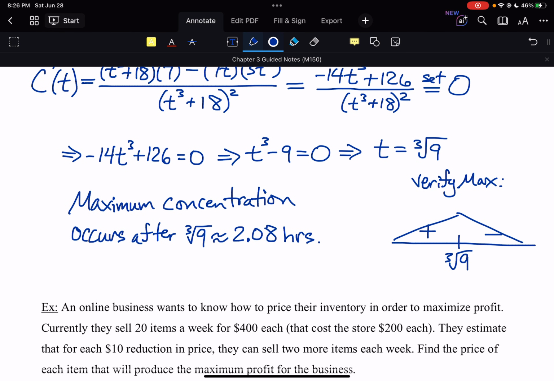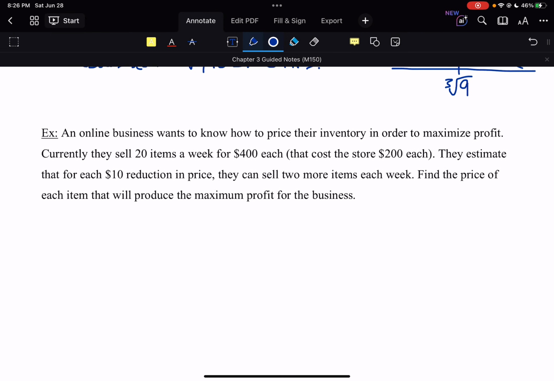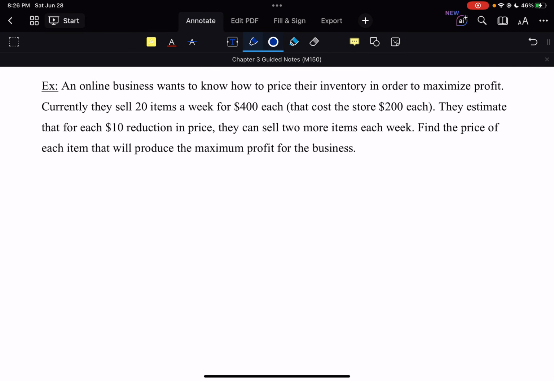Right. Let's take a look at another example with a little bit more going on in this one. We've got a little bit more setup to do. So an online business wants to know how to price their inventory in order to maximize profit. Currently, they sell 20 items a week for $400 each. That costs the store $200 each. They estimate that for each $10 reduction in price, they can sell 2 more items each week. Find the price of each item that will produce the maximum profit for the business.